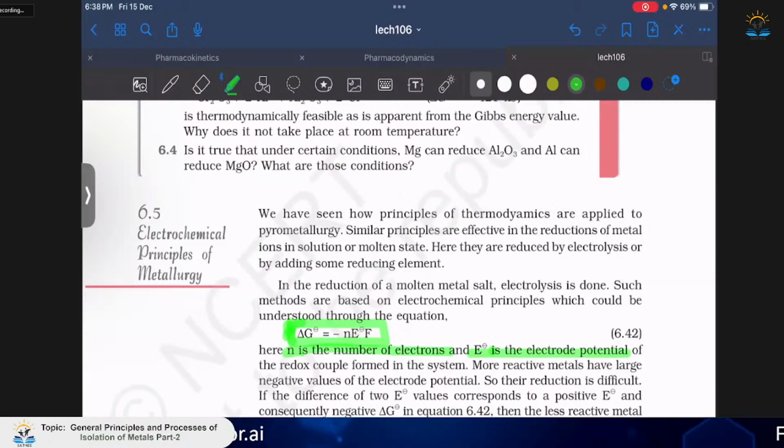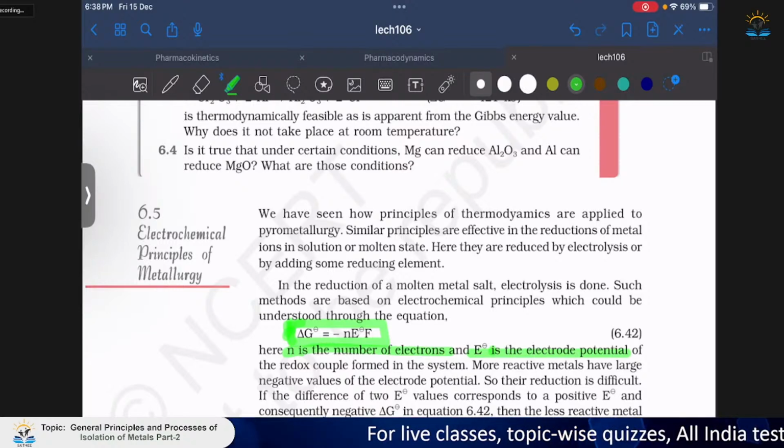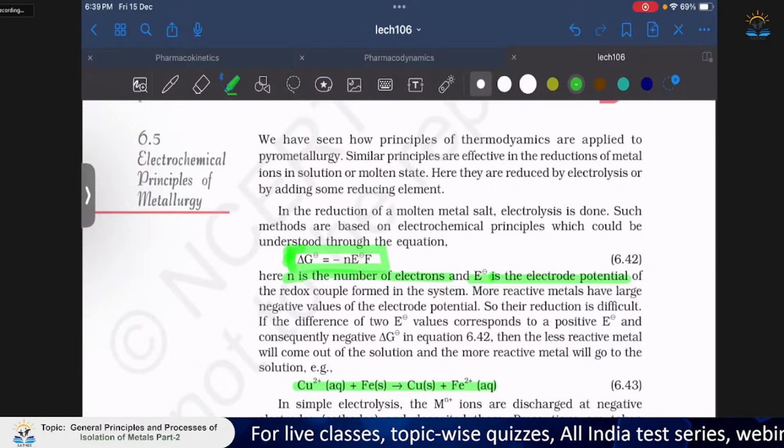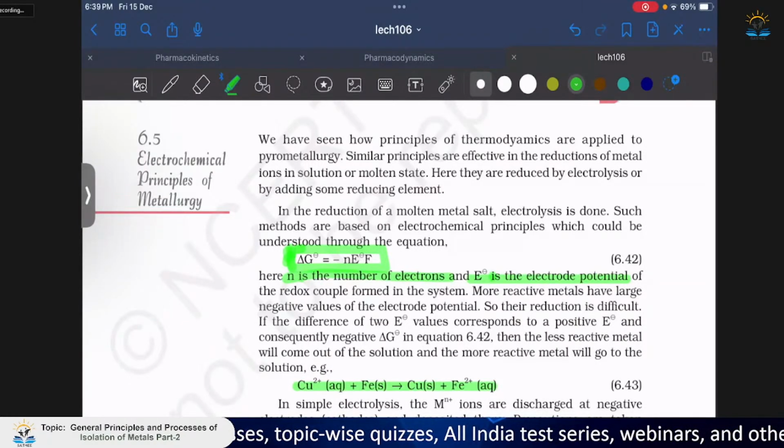More reactive metals have large negative values of electrode potential, so the reduction is difficult. If the difference of two electrode potential values corresponds to a positive electrode potential and consequently a negative delta G naught, then the less reactive metal will come out of the solution and the more reactive metal will go into the solution. Here the E naught of the cell is positive, so the less reactive, which is copper, will come out as copper solid and iron will go into the solution as Fe plus 2.